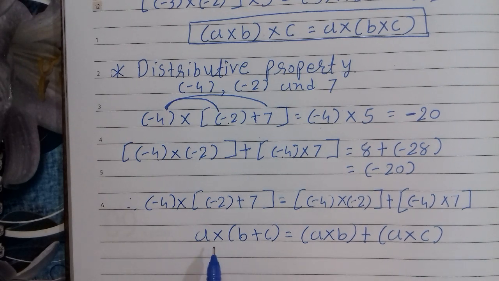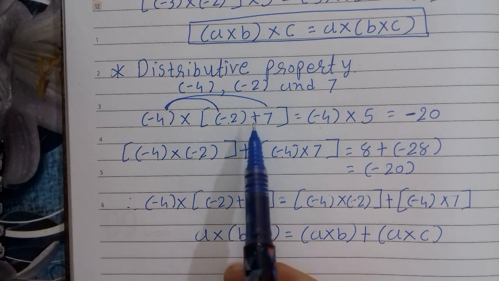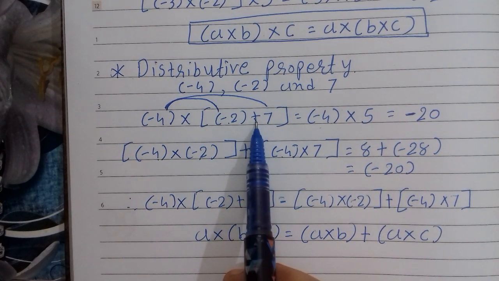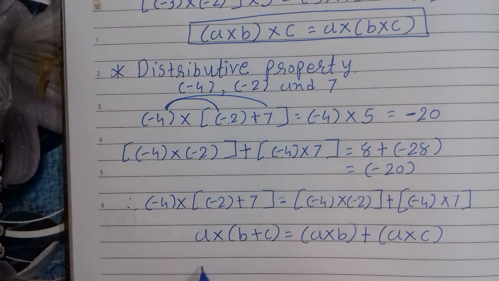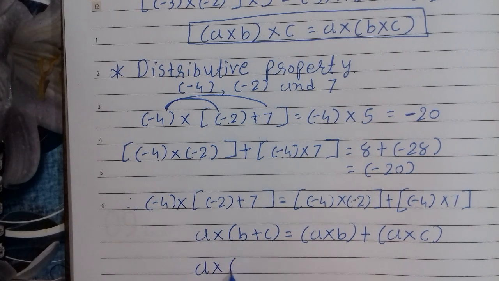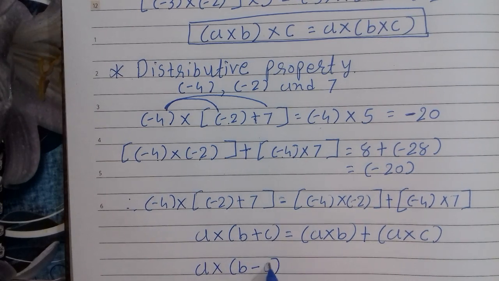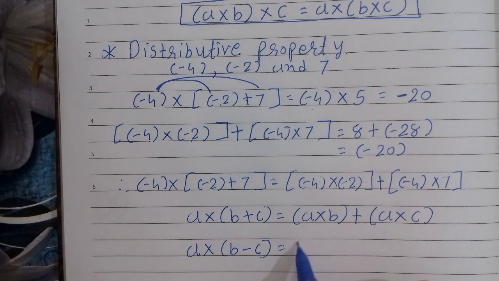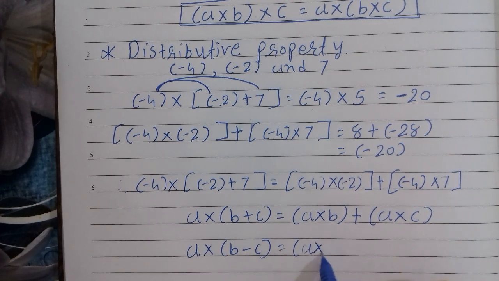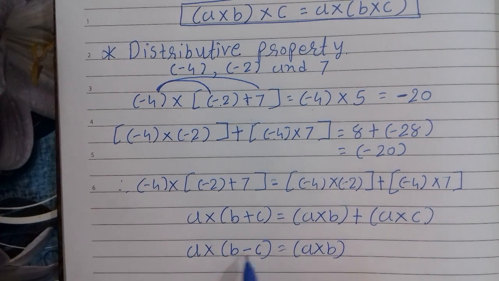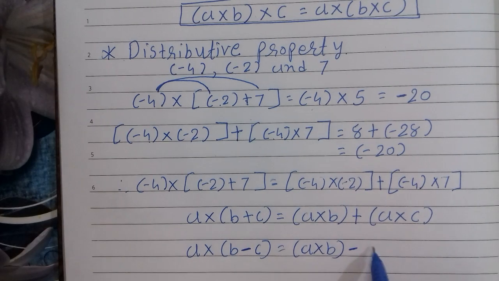You can do the same process for subtraction. Instead of plus, if minus is given, then you can write a multiplied by b minus c is equal to a multiplied by b minus a multiplied by c.